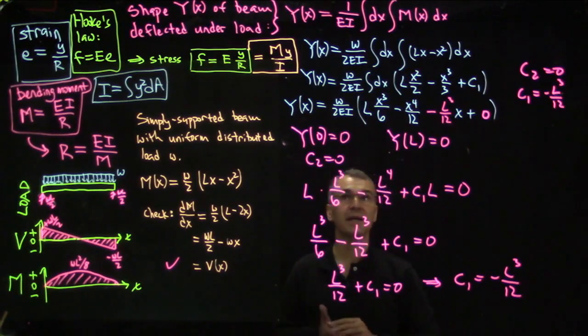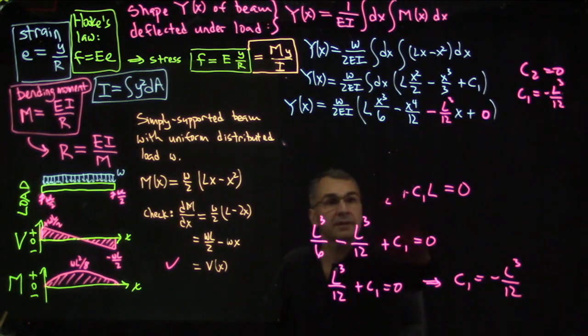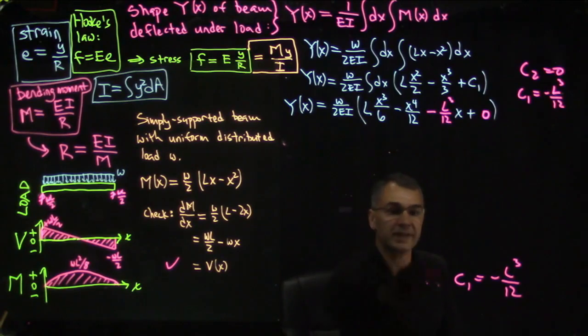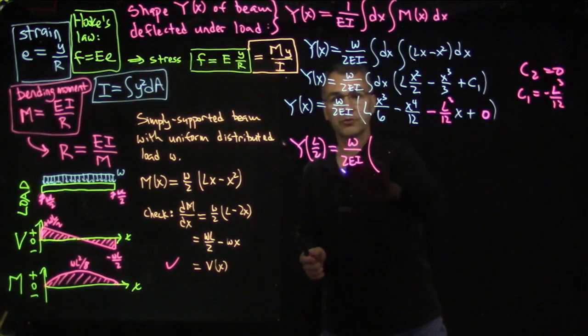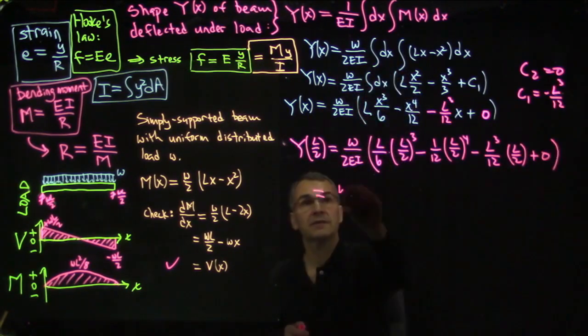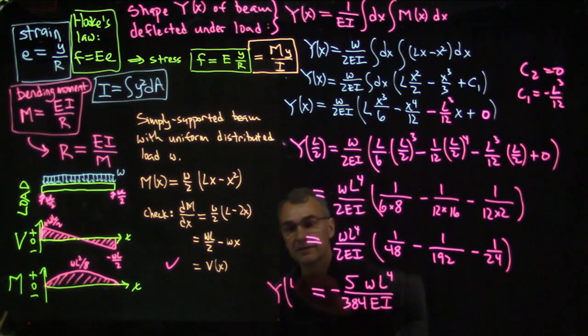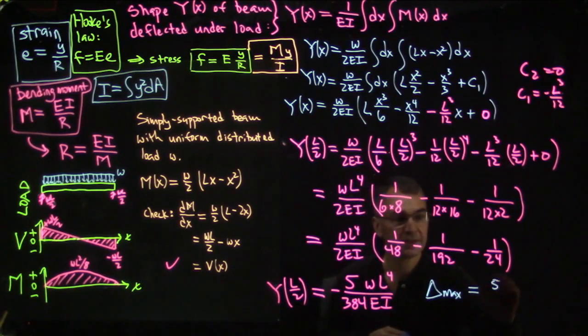Now we just have to evaluate y at L over 2, and that will turn out to be our maximum deflection, because by symmetry we know that this is going to be farthest away from 0 at mid-span. So let's just plug in x equals L over 2 and see what we get. We have this w over 2EI out front, which works out to be 5wL to the 4th over 384EI. Well, with a minus sign, actually. So that's y at L over 2, mid-span, which is the largest deflection. So the largest deflection is 5wL to the fourth over 384EI.